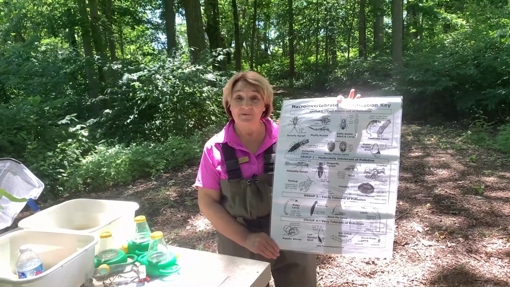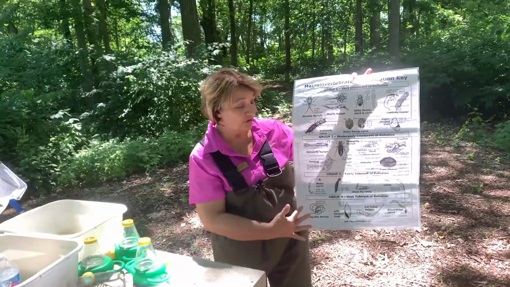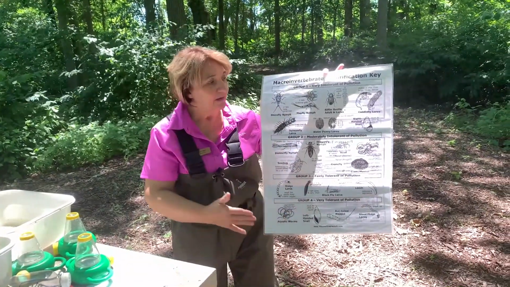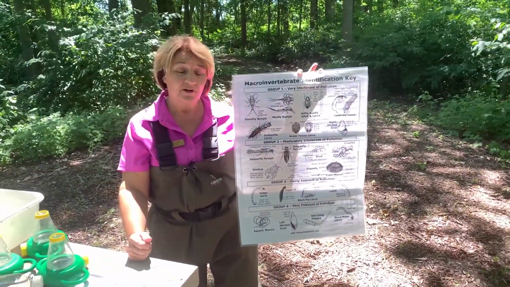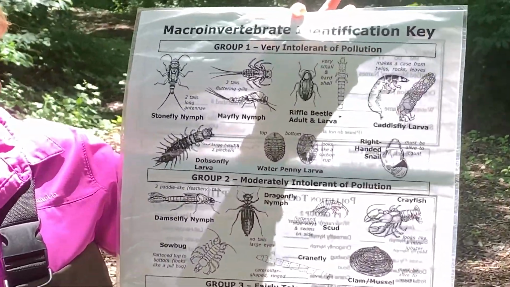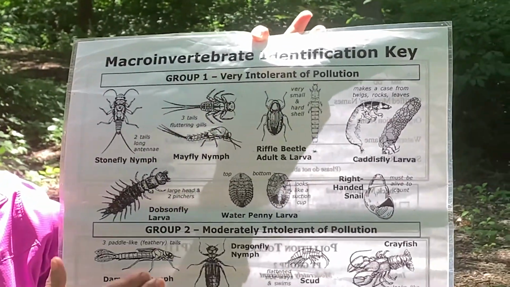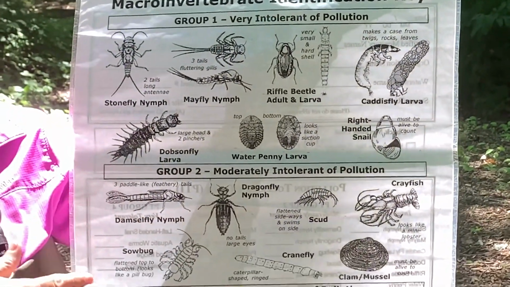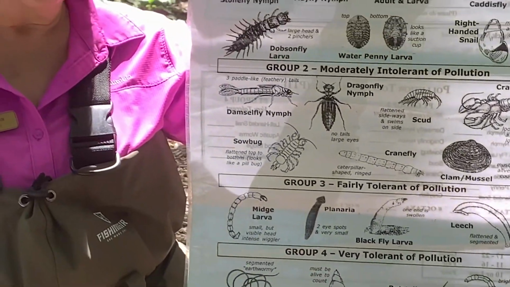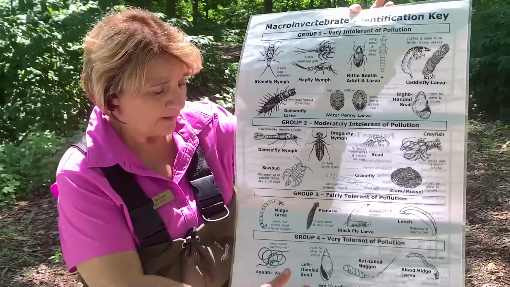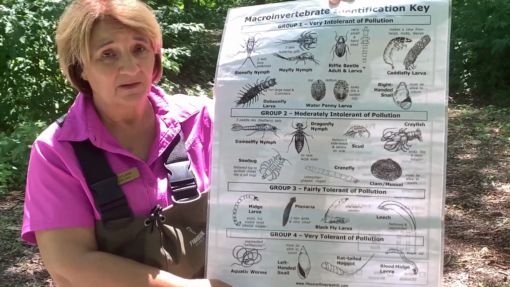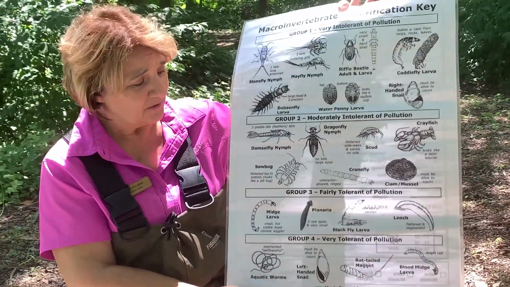One way that we assess what the bugs are telling us is to use this chart here. You notice that we have 4 different groups. Things that are in group 1 have to have very clean water to live in. They like lots of oxygen, lots of clear water, cool water. As we go down the page, each one of these groups is a little more tolerant of less water quality conditions. By the time we get down here to group 4, they can live in sewage if they have to, but they're perfectly happy in clean water too.